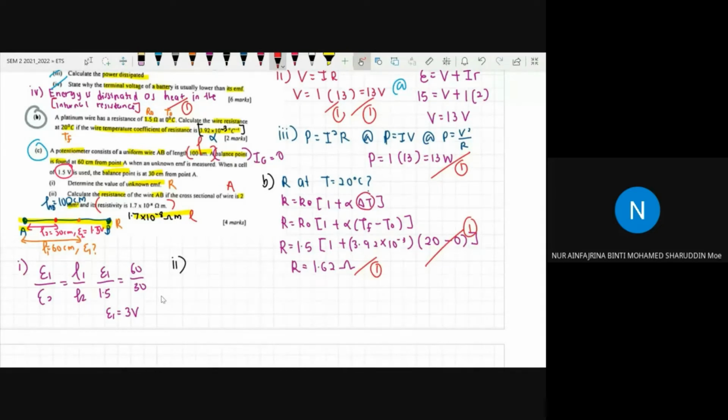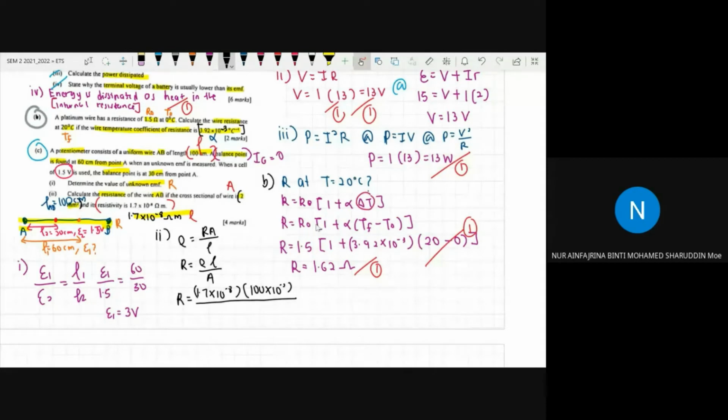So what formula should we use to find the resistance? Formula apa kita nak guna cari resistance? Resistivity equals RA over L. Very good. When we rearrange this equation, we will get R equals resistivity darab dengan length over area. So the resistivity is 1.7 times 10 to the power of negative 8, and the length of the wire AB is 100, so 100 times 10 to the power of negative 2, and the area is 2 millimeter squared.